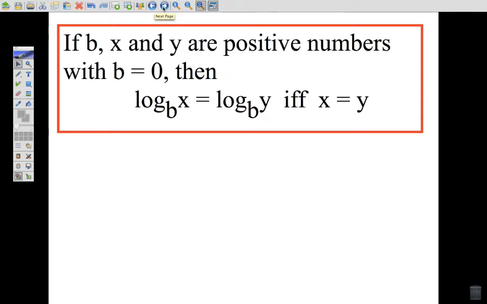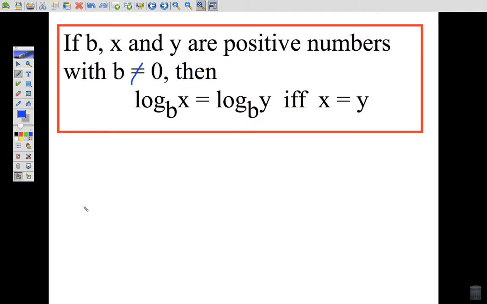First main concept of the day basically is telling if you have two logs that are equal to each other and they both have the same base, then what you're taking the log of also has to be equal to each other. So this statement reads, if b, x, and y are positive numbers, and as long as b does not equal 0 (I see a typo there), then when log base b of x is equal to log base b of y, x and y must be equal to each other.